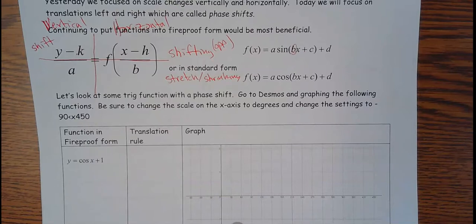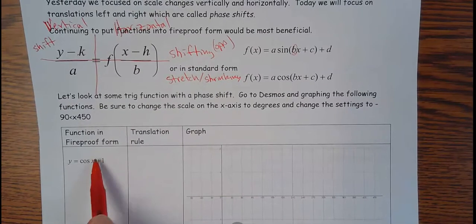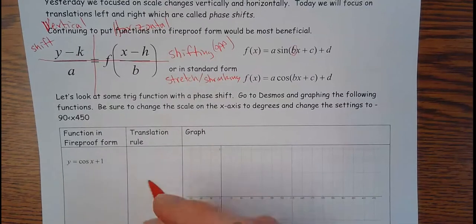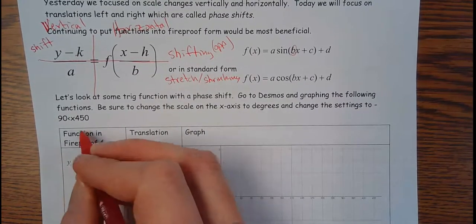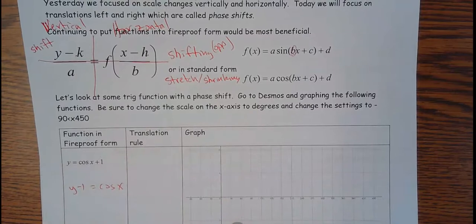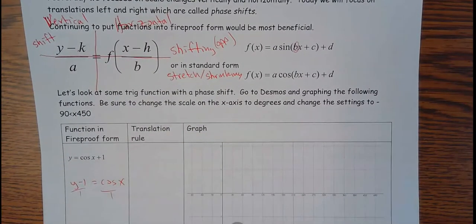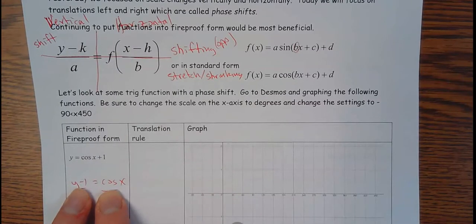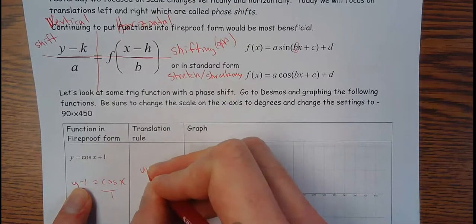Right now, as it is, this is in standard form, and we have a +1 on the end. So let's put it in fireproof form first. So y minus 1 equals cosine x. These are both over 1, so I don't need to write over 1. That means there's no stretching or shrinking. All this minus 1 means is there's a vertical shift. There's a vertical shift of 1, the opposite of what you think. A minus 1 I would think would be down, but it's actually up. So it's going to be up 1 unit.